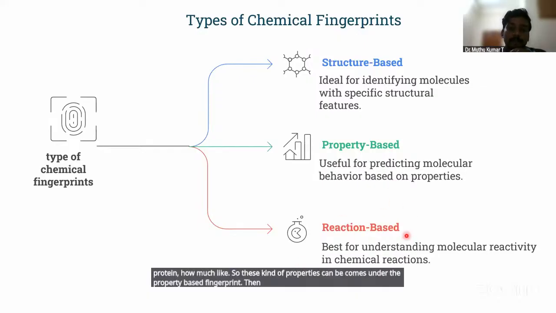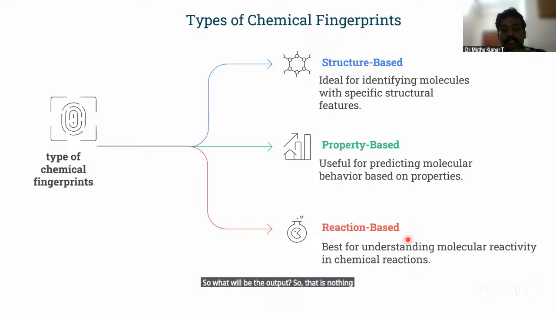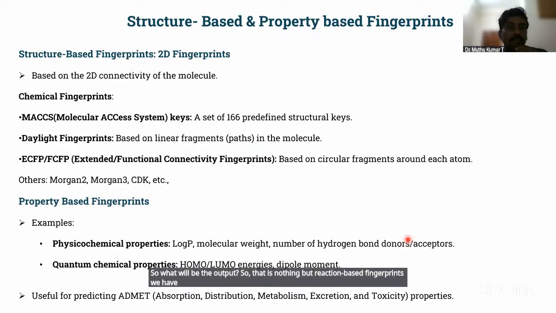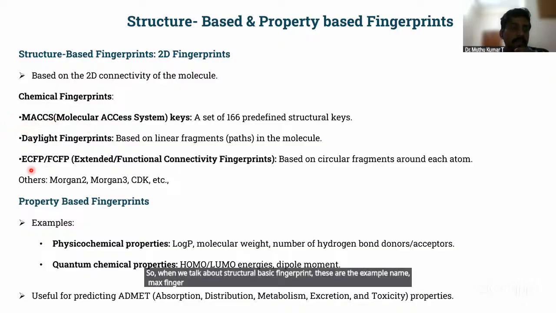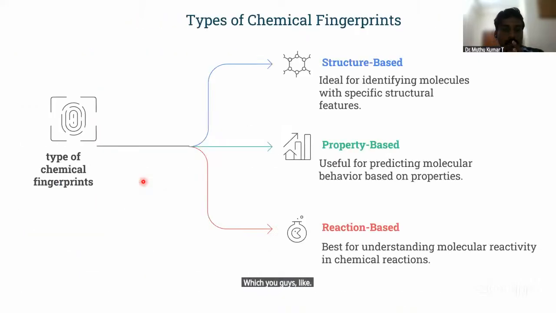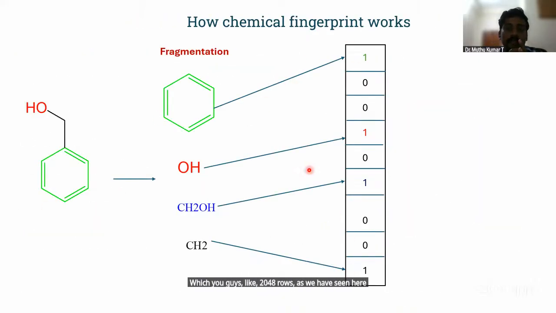Then reaction based fingerprint. When two chemicals are mixing together, what will be the output? That is nothing but reaction based fingerprints. So when we talk about the structural based fingerprint, these are the example names: MACCS fingerprint, FCFP, ECFP fingerprint, and Morgan fingerprint. Morgan 2, latest we have the Morgan 3 fingerprint, CDK fingerprint. So these are the names of the fingerprints, which have 2048 rows, as we have seen here. So like this, we have a total of 2048 individual structural fragments.